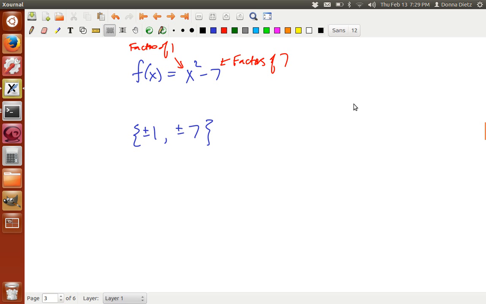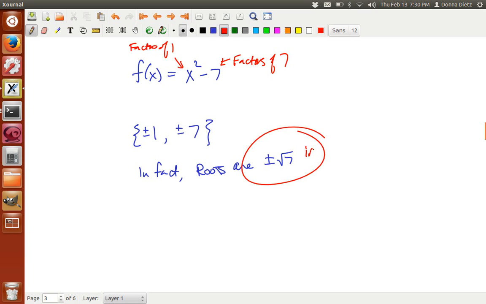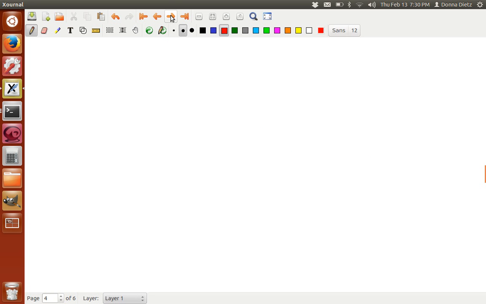However, none of those work. You can try plugging them all in. None of them give you zeros. We know the roots are plus and minus square root of 7. However, this is irrational, so the rule does not apply to it. It does not have to follow the rule. Okay, got it? Hope that drives the theorem home. Let's do an example.